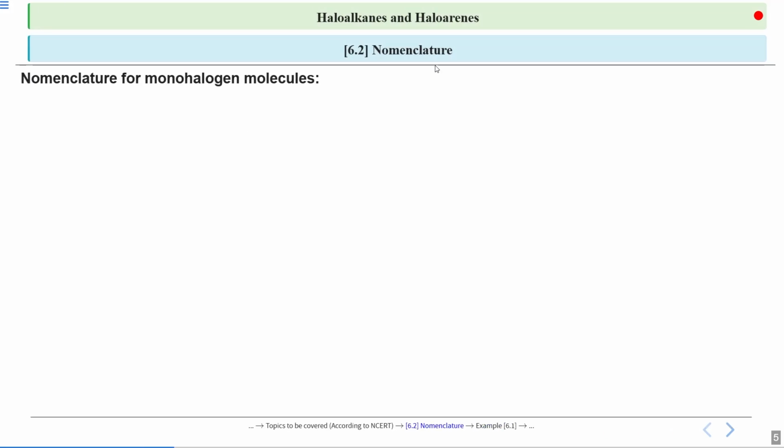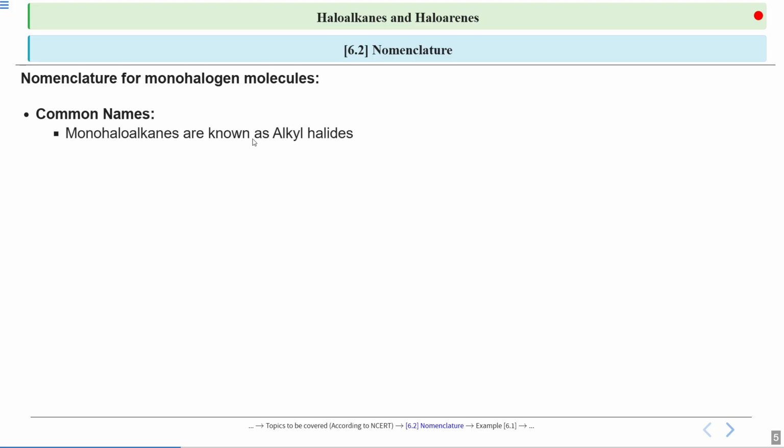Let's start with the nomenclature 6.2. So let's first see the nomenclature for monohalogen molecules. Monohalogen means, mono means single, one. So any molecule which is having one halogen in it is a monohalogen molecule. Let's see its nomenclature, starting with common names.